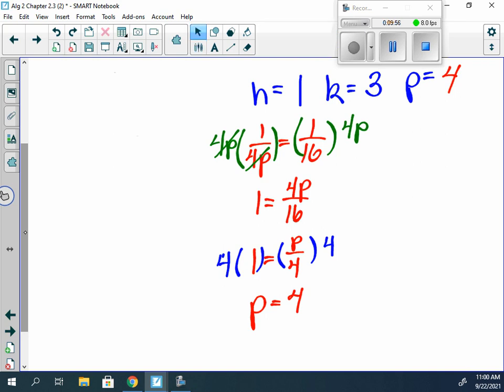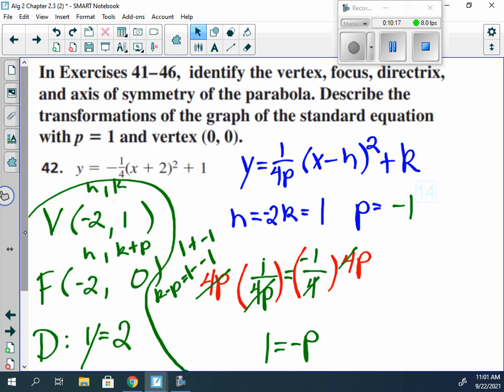Any questions on how we found the value of p? So this time the value of p was 4, right? And we got 1/16. What was p last time? -1, right? Well, p was -1, and this was -1/4, right? The value got a little bit bigger.